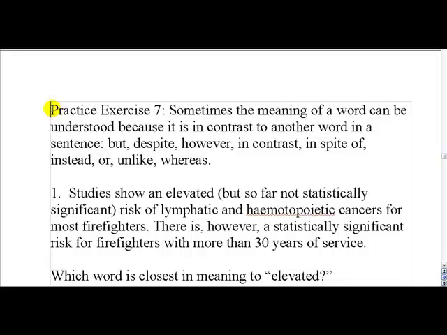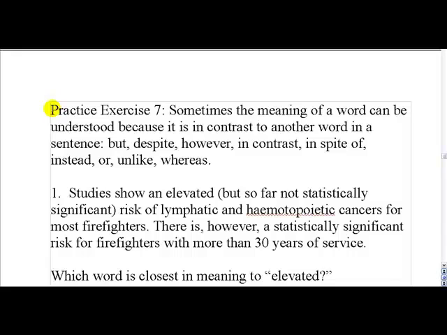Practice exercise 7. Sometimes the meaning of a word can be understood because it is in contrast to another word in a sentence. Words like but, despite, however, in contrast, in spite of, instead, unlike, or whereas might help. Now this is not going to work all the time, but sometimes it might help you understand some things. Okay, let's take a look at number one.